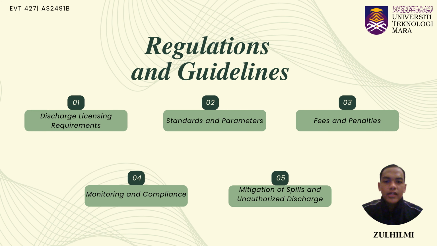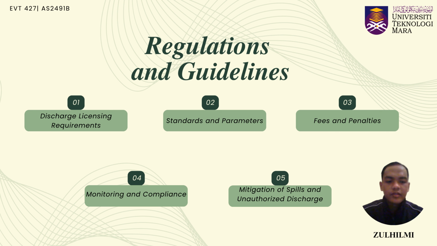So now we will talk about the regulations and guidelines regarding the water pollution problem. First, there are discharge licensing requirements. Individual entities must obtain a license before discharging wastewater or pollutants into a water source, based on the regulations. Second is standards and parameters. Before discharge, the pollutants must adhere to specific standard limits based on the regulations too. And number 3 is fees and penalties. The annual license fee varies based on the nature of the discharge and pollutants. The charge will apply if the pollutants exceed the levels of the standard limits.